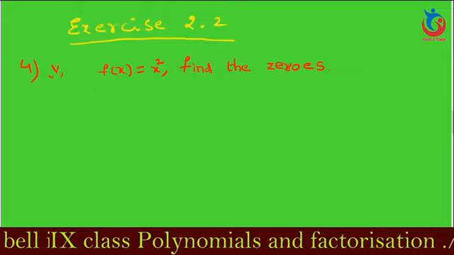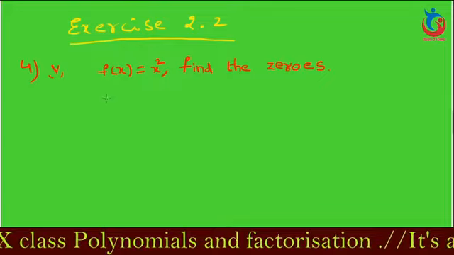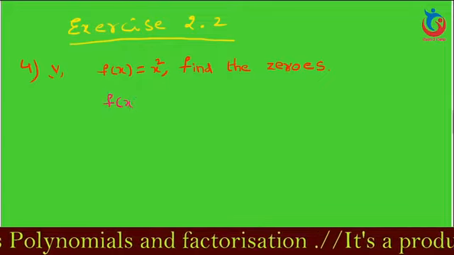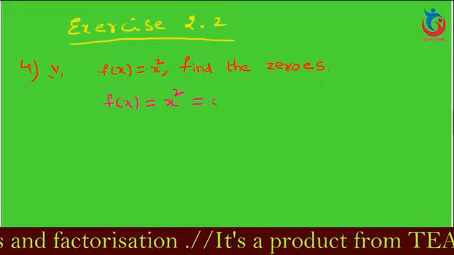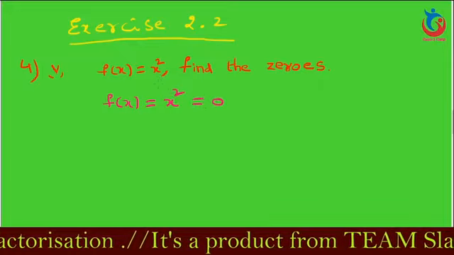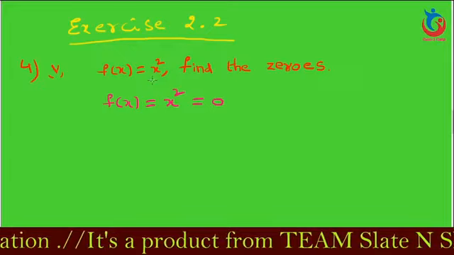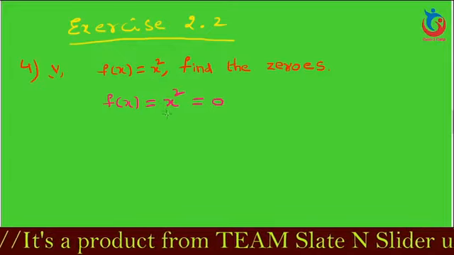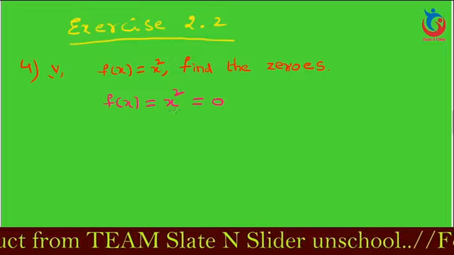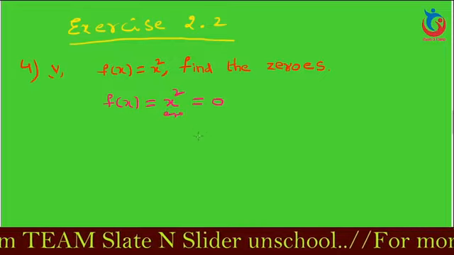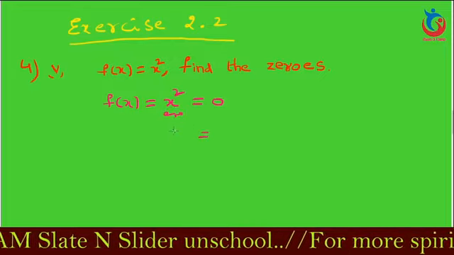So what we have to do? Just write f of x is equal to x square. So make it equal to 0. Why? Because while finding the zeros, every expression of the polynomial definitely should be equated to 0. Then after that, we should find out the value of the variable. Here the variable is x. That's why x should be kept here itself.